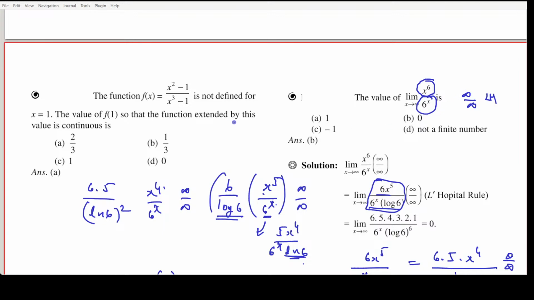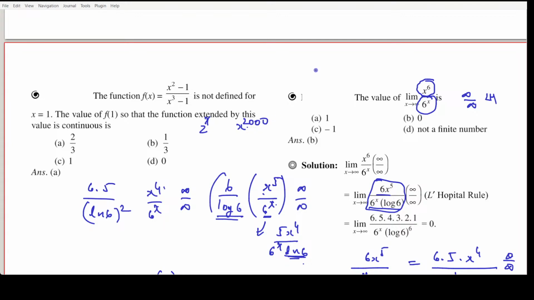Let's say even if we put x power 2000 versus 2 power x, 2 power x will eventually cross x power 2000. That's what we are trying to say. Exponential functions are much faster than polynomial functions. They will take some time, but eventually they will cross.